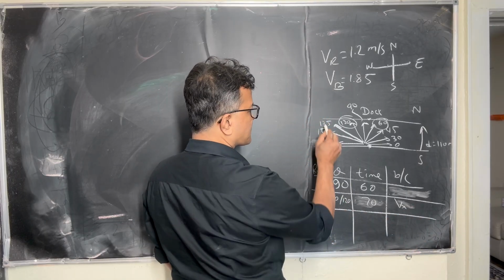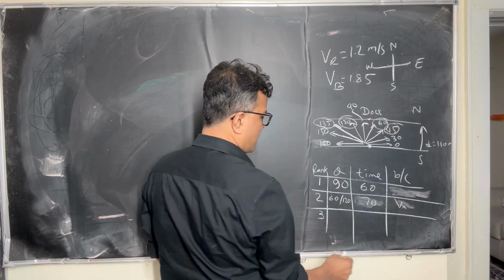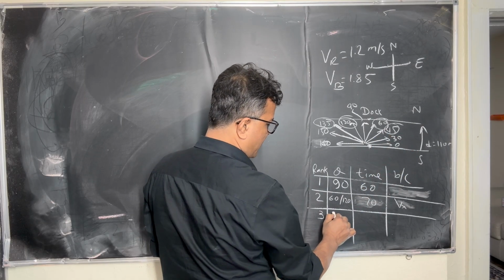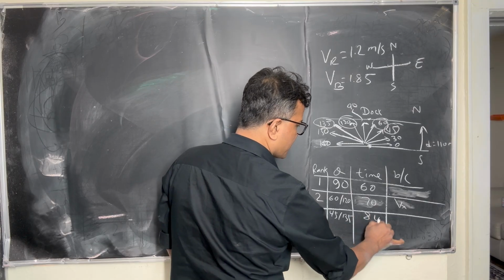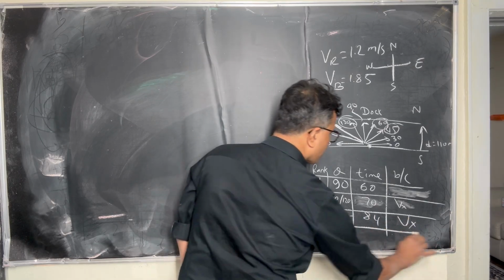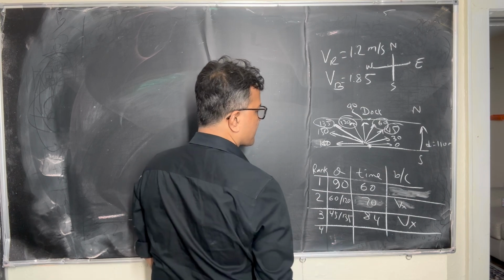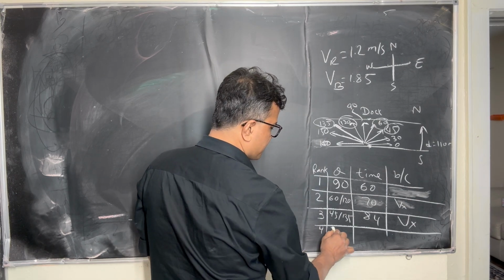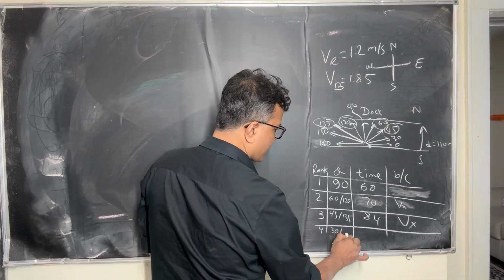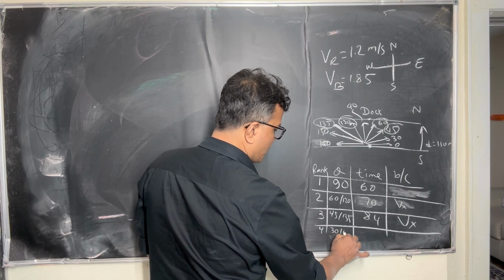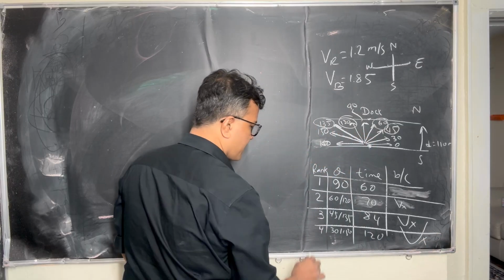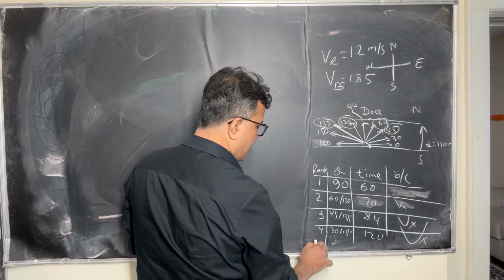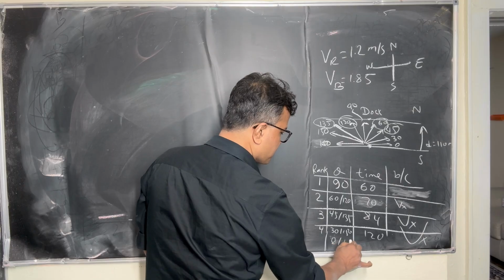Rank 3, 135 and 45. So 45 and 135. 84. Big Vx. Rank 4, 150 and 30. Big Vx. And then finally 0 and 180.